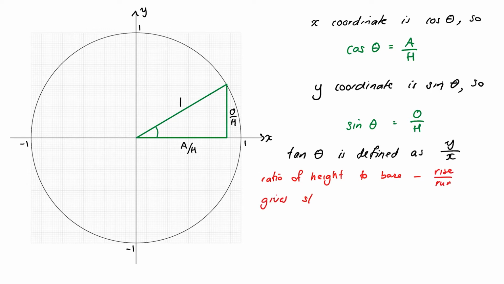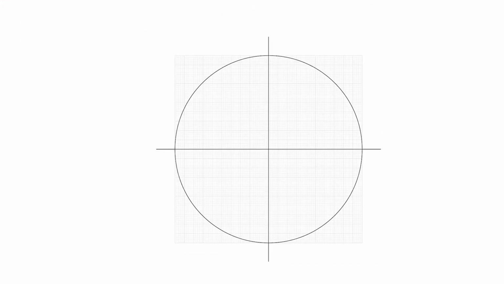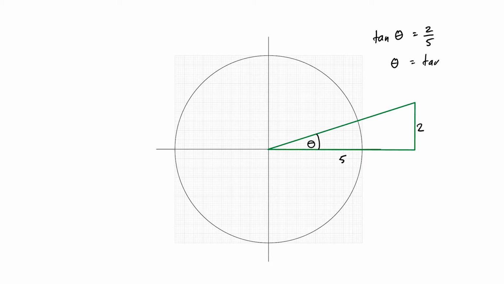It's also the slope of the hypotenuse, and that's why it's called a tangent, like a tangent line. So in terms of our triangle, tan theta is the opposite over the adjacent. Let's imagine that we have a triangle with opposite 2 and adjacent 5. So we know that tan theta will be 2 over 5, and so theta will be the inverse tangent of 2 over 5, calculated the same way as for sine and cosine, which will give us about 21.8 degrees.